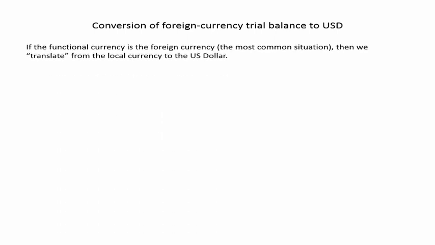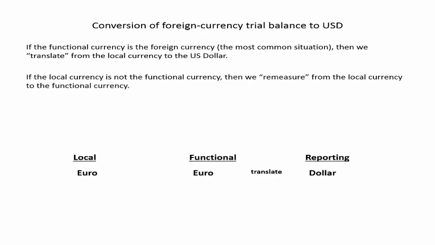Now, if the functional currency is the foreign currency, and again, this is going to be the most common situation where we buy a majority stake in a going concern in another country, and this going concern continues to operate as an independent company, then we're going to translate from the local currency to the US dollar. So for example, using our example of a German subsidiary, the local currency is the euro, the functional currency is the euro, and again, that's the currency of the main economic environment within which the company operates. So we're going to translate the numbers to the dollar.